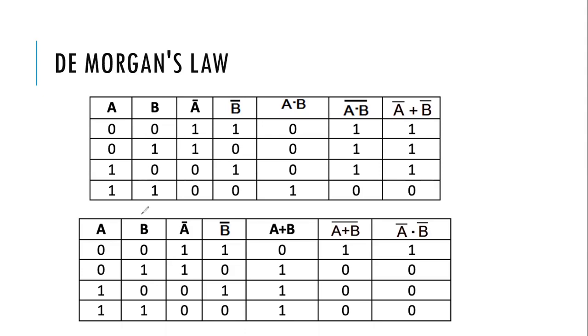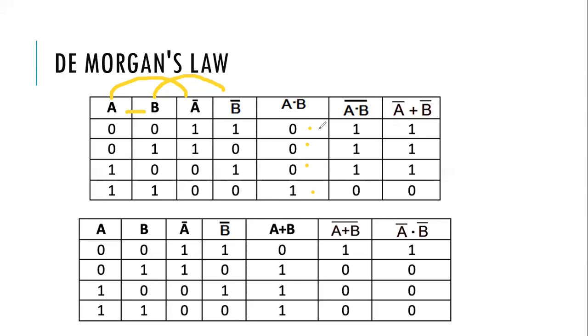Now in De Morgan's Law, we need to have the bar, the not operator. So from column A, you can find not A: 0 becomes 1, 1 becomes 0. From column B, you can find not B: 0 becomes 1, 1 becomes 0. And then you can multiply them together. You can multiply A and B together. These two columns multiplied give 0 times 0 is 0, 0 times 1 is 0, 1 times 0 is 0, 1 times 1 is 1. That is the AB multiplication.